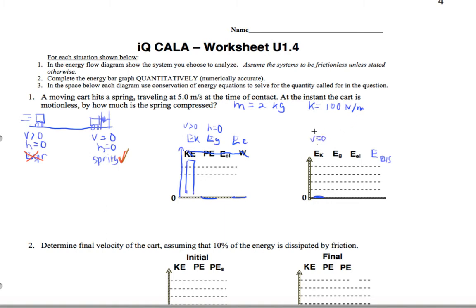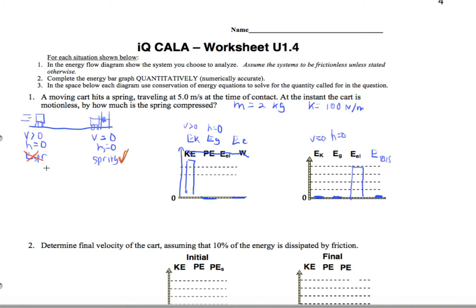You don't have to write these little v equals 0 things in your bar graphs. I'm doing it just to label why I have the kinetic as 0. Same with the gravity. We have no height, so our gravitational energy is 0. And finally, we have elastic energy, which is where all the energy ends up getting stored. We have no dissipated because we weren't given any friction in the problem.